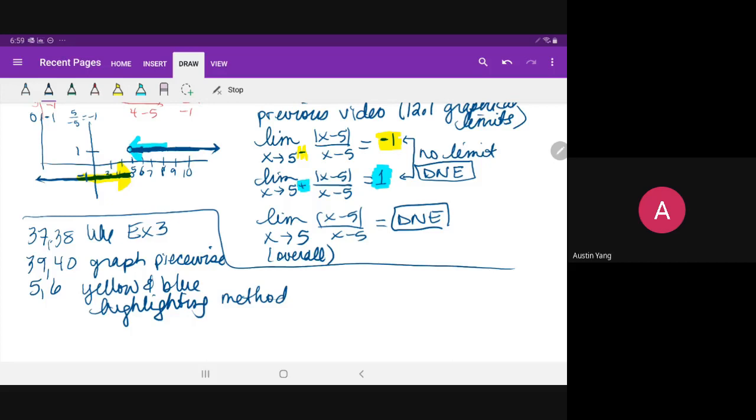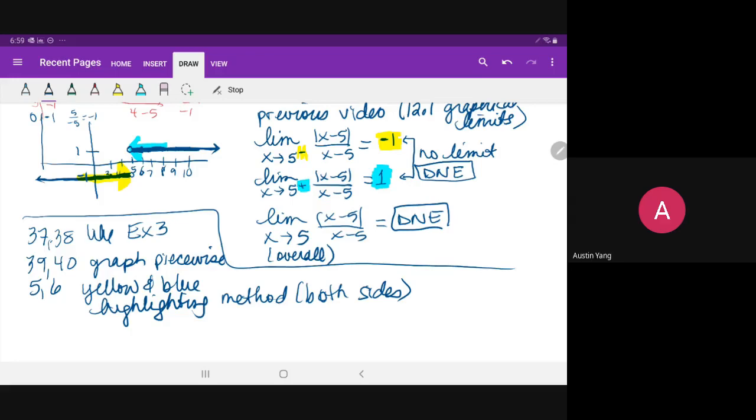And then sometimes they just ask for one side. I think like part A might ask for the left and part B might ask for the right. I can't really see because the things are too small. Yeah. Oh no, they ask for different values. Okay. They ask for different values, so that's very strange. Okay. And then that's it for that.